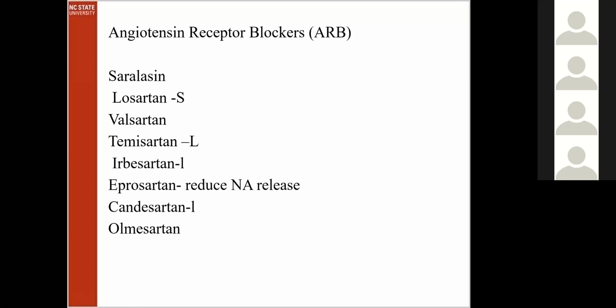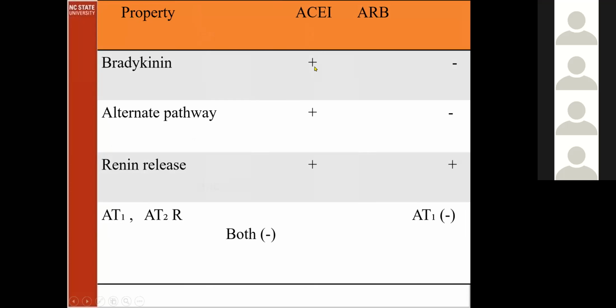Only the difference is that this is acting on the receptor. So there are some differences. See, ACE inhibitor acts on the enzyme, so it also acts on the kininase enzyme. So the degradation of bradykinin is not there, so there is a lot of bradykinin. But ARB acts at the final level, on the receptors. So there is no action on the enzyme that is causing the degradation of bradykinin, so there will not be excess bradykinin.